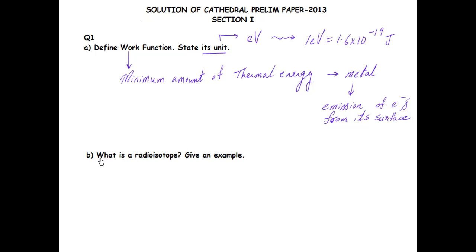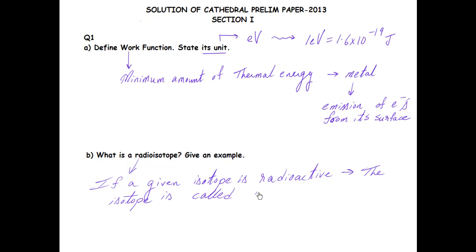Now question 1 part B, what is a radioisotope? Give an example. Now all nuclei of an element need not be radioactive. The isotopes which are radioactive are called radioisotopes. So basically for any element, if a given isotope is radioactive, then the isotope is called a radioisotope.